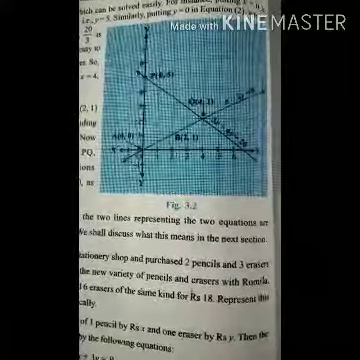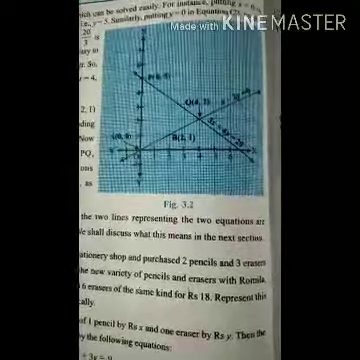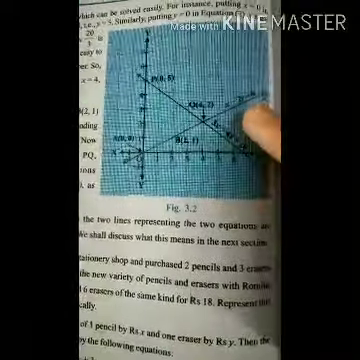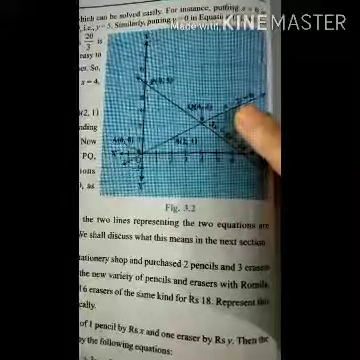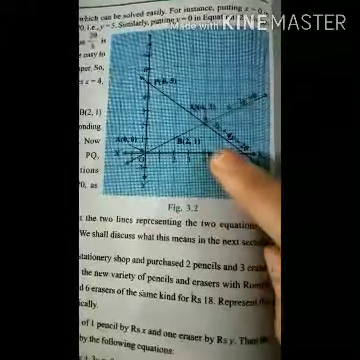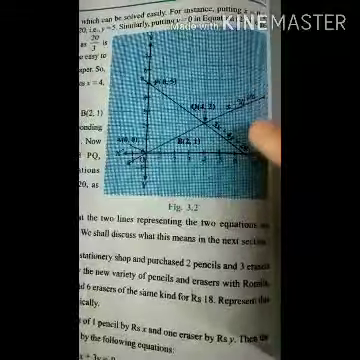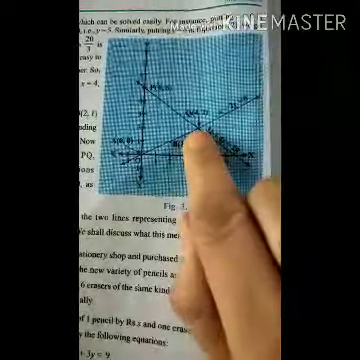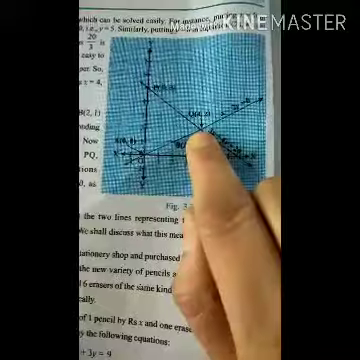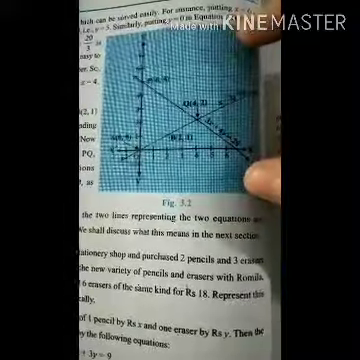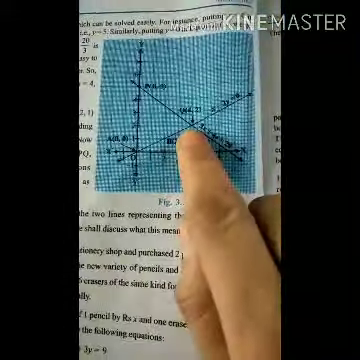Hello my dear students of class 10th. As in my previous video we have studied about the intersecting lines. So here we have two equations, that is x minus 2y is equal to 0 and 3x plus 4y is equal to 20, and both these linear equations are intersecting at only one point, that is (4, 2). So this is the representation of intersecting lines in the graph, and in this case we have only one solution.